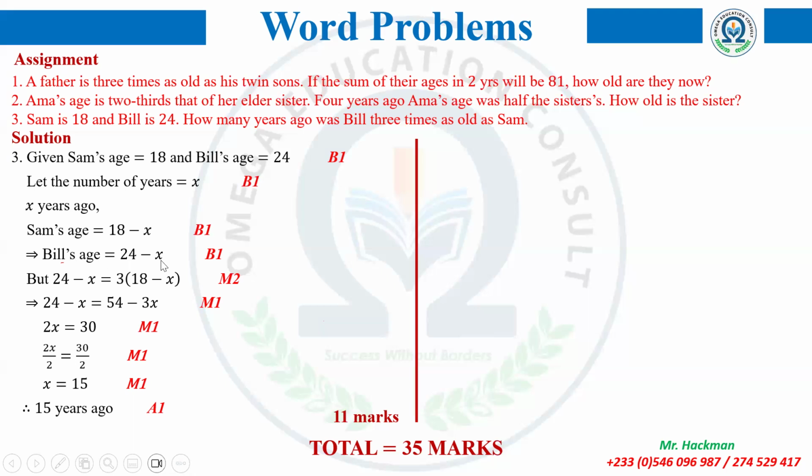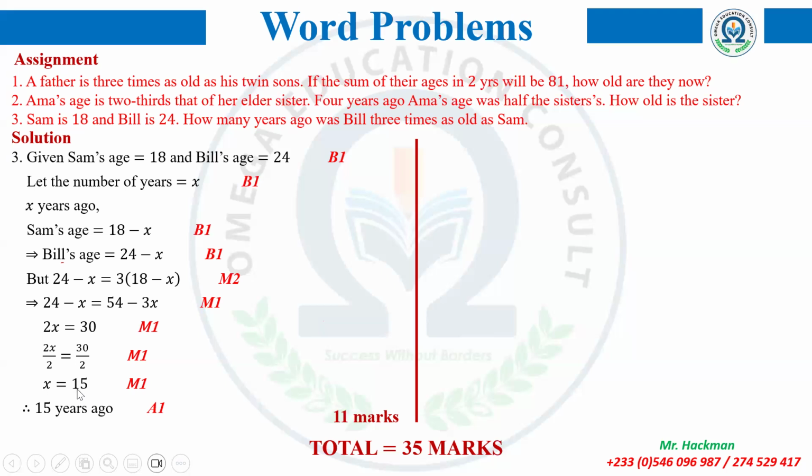But we are told that X years ago, or the number of years ago, Bill's age will be 3 times that of Sam. So it means Bill's age, which is 24 minus X, must be 3 times what? Sam's age, which is what? 18 minus X. So that gives us the relation that we have here. So at this point, you remove the bracket here, then you collect like terms. So you can see that it will be better you move this one here. So that will give you 2x, bring this one here, is equal to 30. Write it again before you divide. Then you get x to be equal to what? 15.